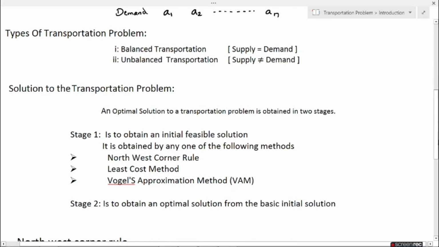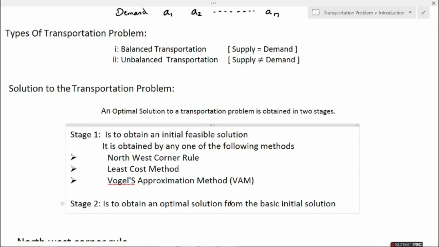Next, solution to the transportation problem. An optimal solution to the transportation problem is obtained in two stages. Stage 1 is to obtain an initial feasible solution, and stage 2 is to obtain an optimal solution from the basic initial solution. In stage 1, we have to obtain an initial feasible solution by any of the following three methods. First one is northwest corner rule, second is least cost method, and third one is Vogel's approximation method. It is also known as VAM method.